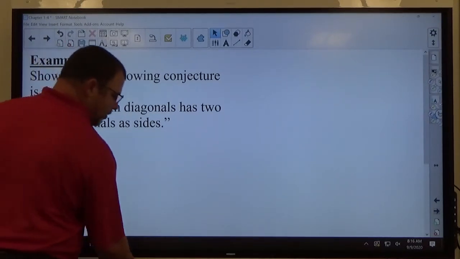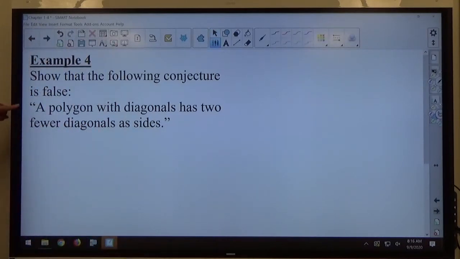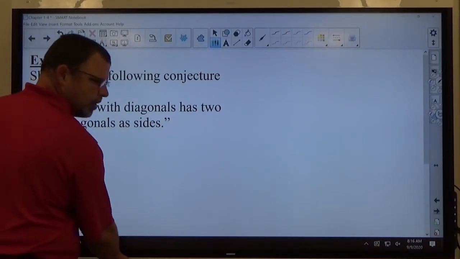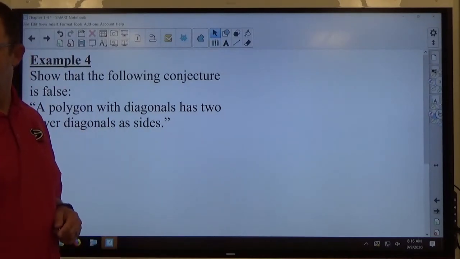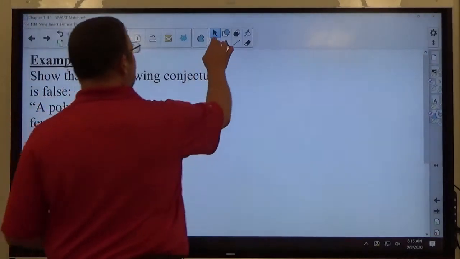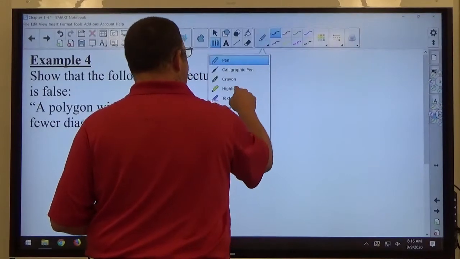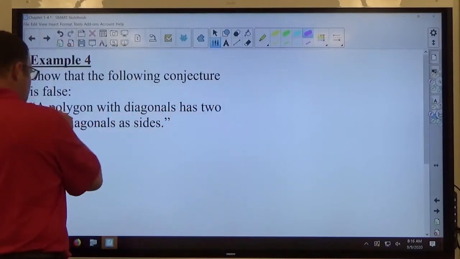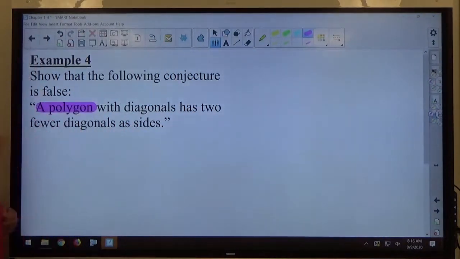So their statement is a polygon with diagonals has 2 fewer diagonals as sides. All right, so first of all, let's get a little vocabulary going on here. Is that what it says on your sheet? Okay, I thought I saw it different. All right, so we all know what a polygon is, right? A polygon is a geometric shape that's closed, where sides do not cross each other with only straight lines.